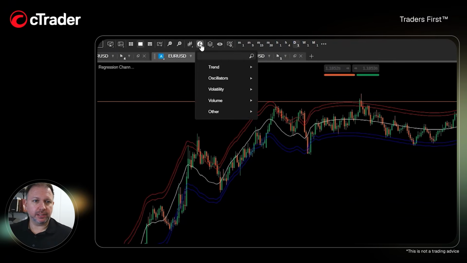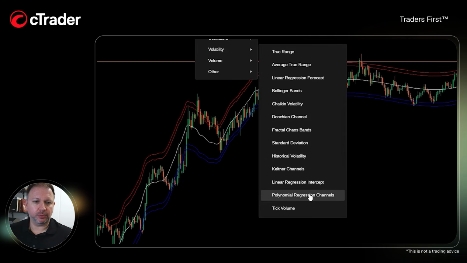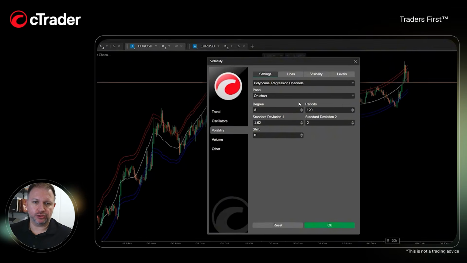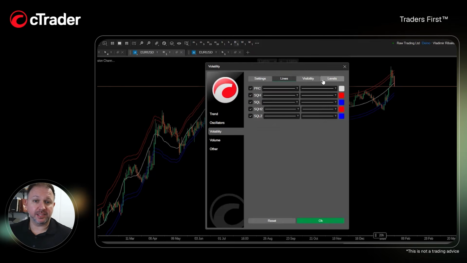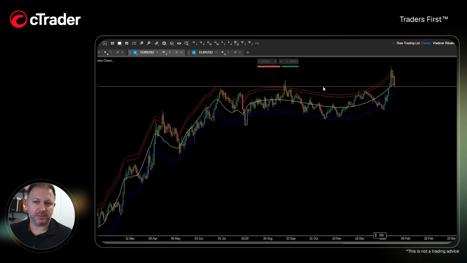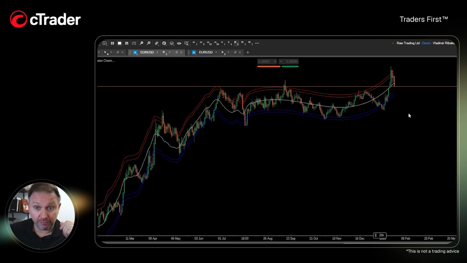So we go to the indicator sections, volatility, and second from the bottom, the polynomial regression channel. These are the default numbers. Of course, you can play with them and adjust the visibility and the line types as per your preferences. The result is what you see on the chart. Again, a curved, nonlinear, parabolic result of a channel that helps us to spot all the conditions I mentioned before.